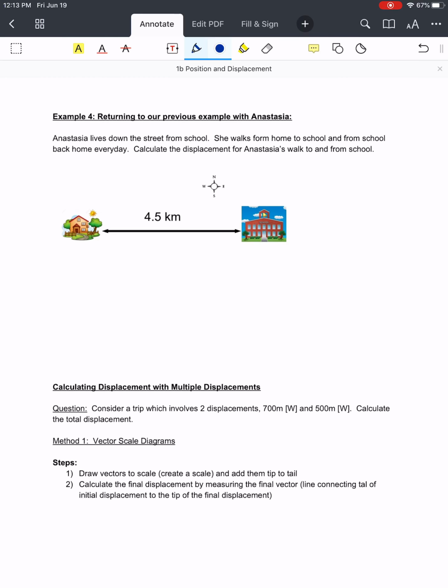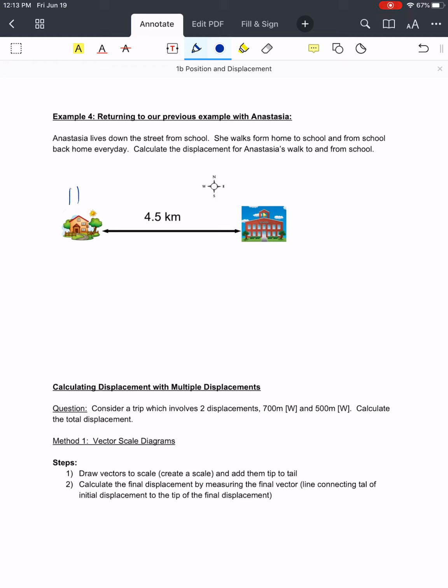Now, let's go back to our previous example with Anastasia from the previous lesson. So Anastasia lives down the street from school. She walks from home to school and from school back home every day. As you can tell, diagrams are extremely important in physics, because what we are doing in physics is essentially just saying this is what we are seeing. Now we have to make sense of it. So it's really important that we draw what we see, and then as we draw that diagram, we're going to start putting numbers into the diagram. Physics is about taking and studying what we see and just quantifying it. So drawing the diagram is extremely important for every question that you do.